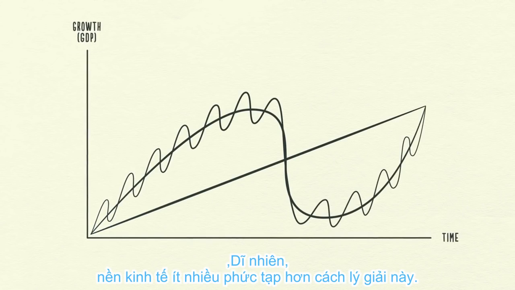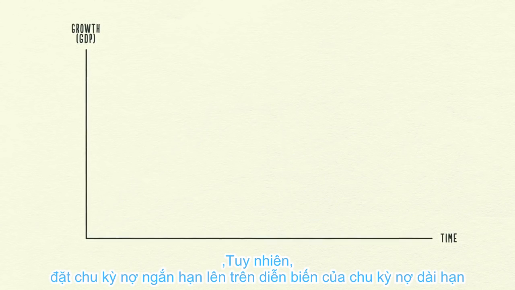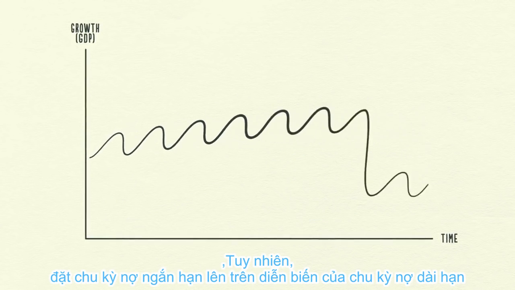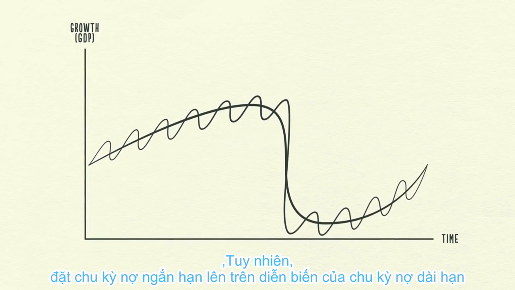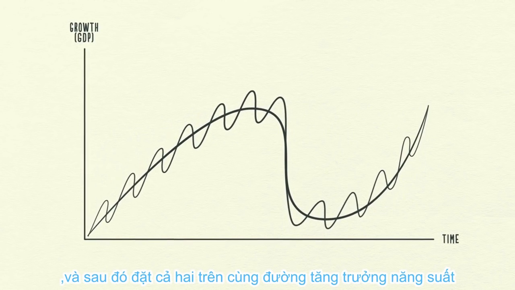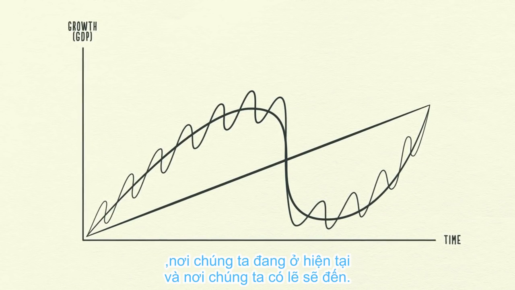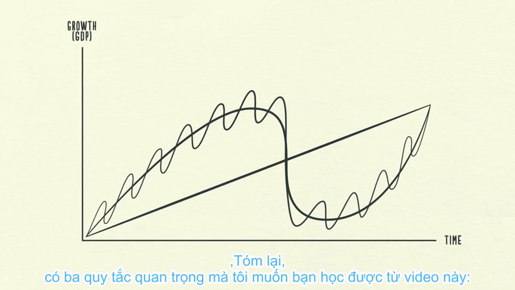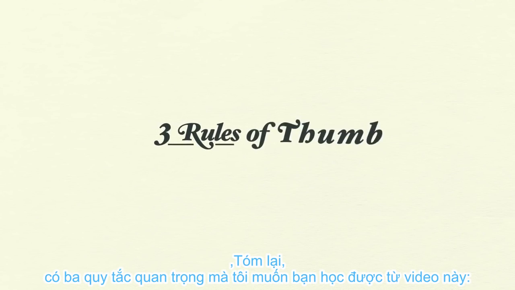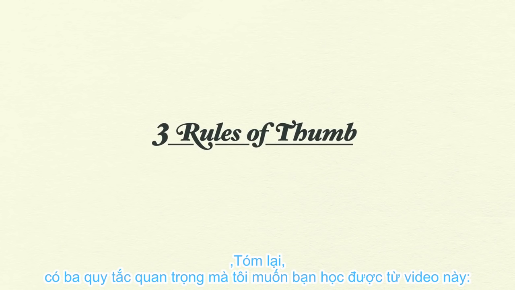In closing, of course, the economy is a little bit more complicated than this template suggests. However, laying the short-term debt cycle on top of the long-term debt cycle and then laying both of them on top of the productivity growth line gives a reasonably good template for seeing where we've been, where we are now, and where we're probably headed. So, in summary, there are 3 rules of thumb that I'd like you to take away from this.